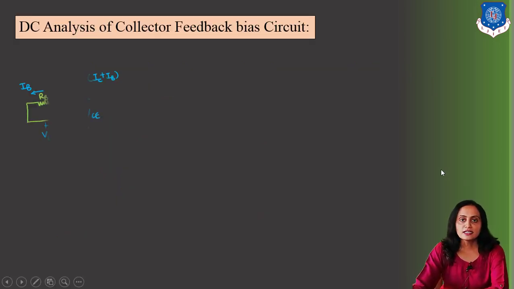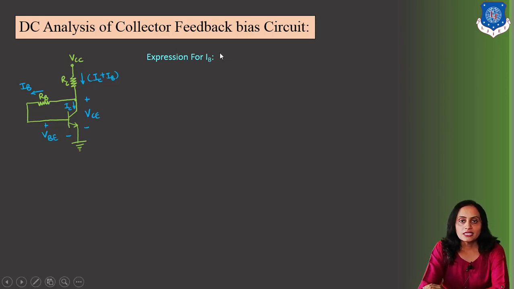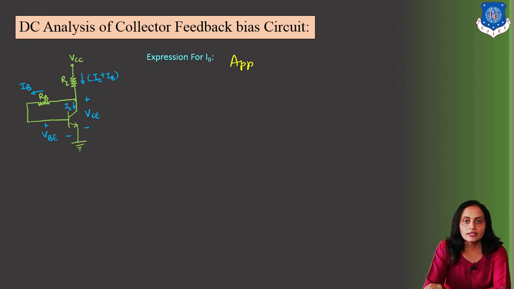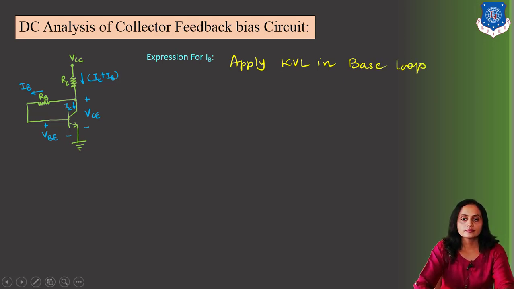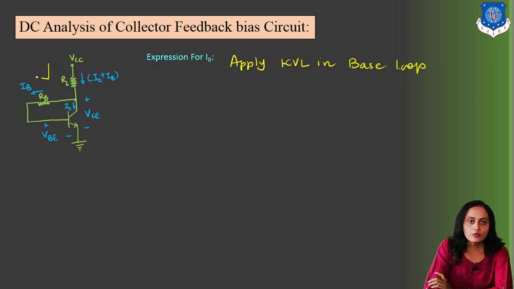Let us begin the DC analysis of the collector feedback bias circuit, and for reference, this circuit is shown over here again. So first we will derive the expression for IB, that is the base current, and for that we will apply KVL in the base loop. For that I will draw the base loop again. The base loop will be from VCC to ground through this particular path.